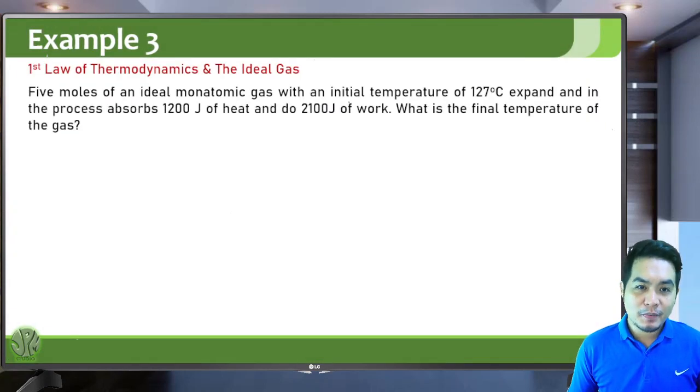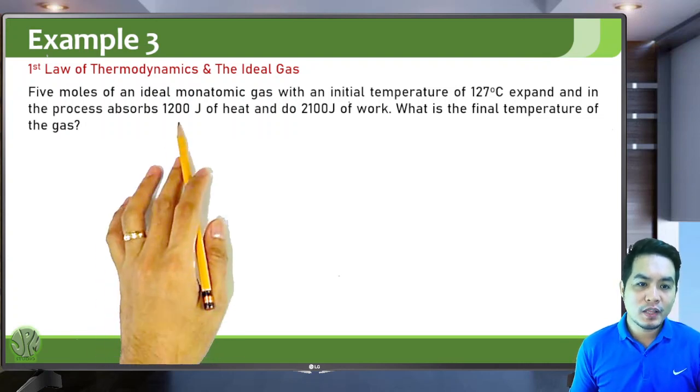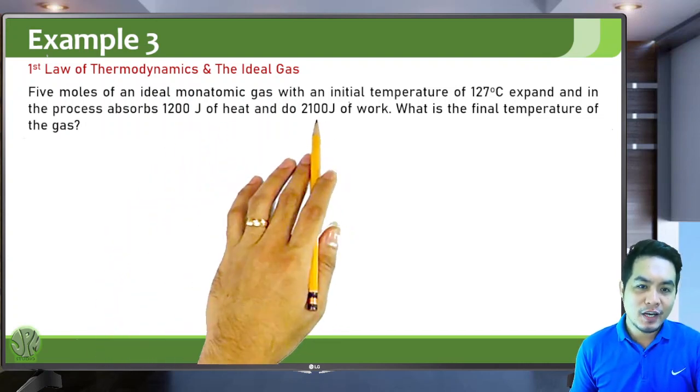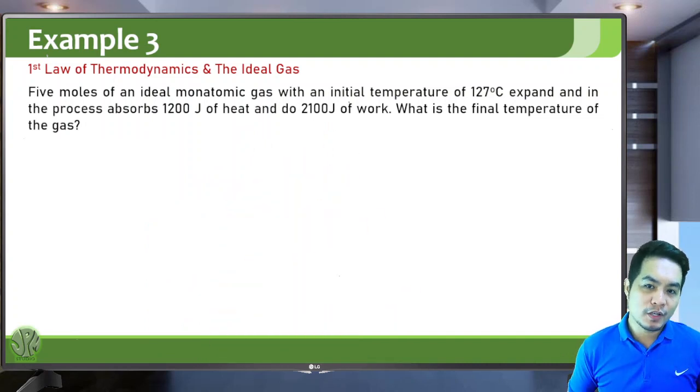For our last example, this is a combination of the lesson in Unit 2, the ideal gas, and the focus of the lesson in Unit 3, which is the first law of thermodynamics. Suppose you have 5 moles of ideal monoatomic gas with an initial temperature of 127 degrees Celsius. This gas expands and in the process absorbs 1,200 joules of heat and does 2,100 joules of work.